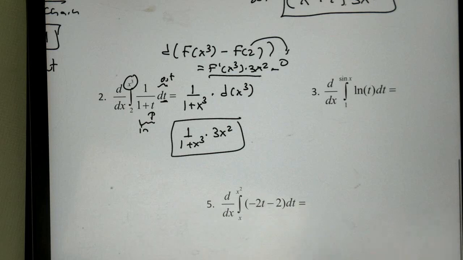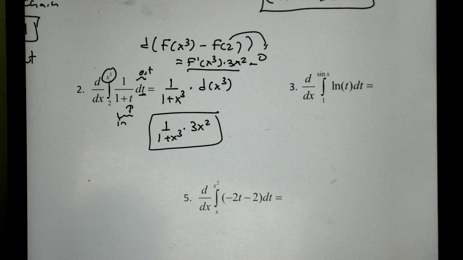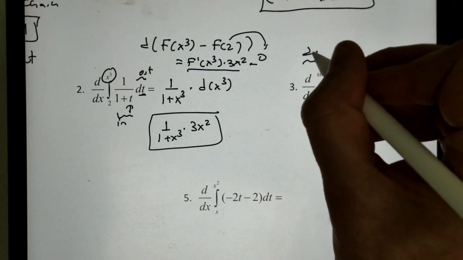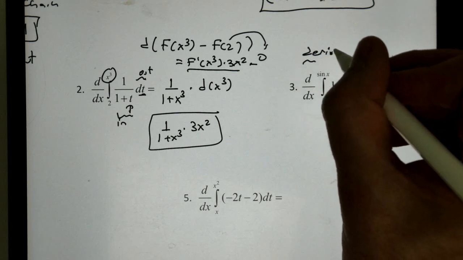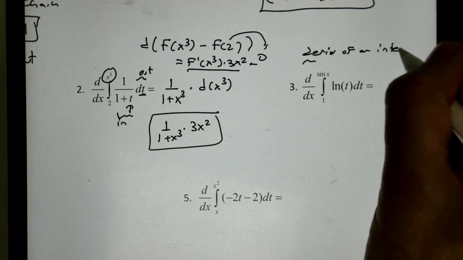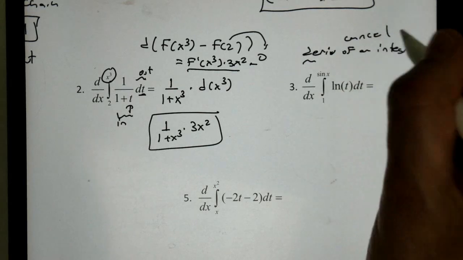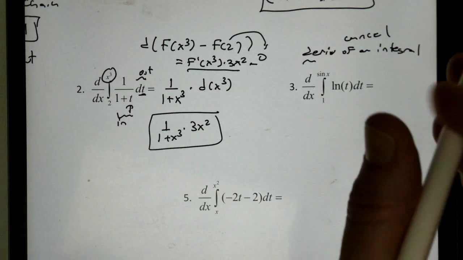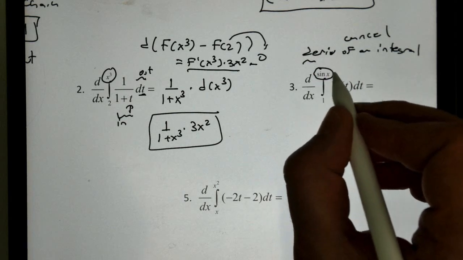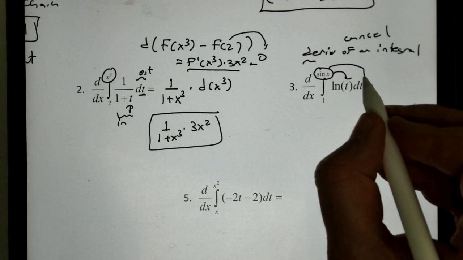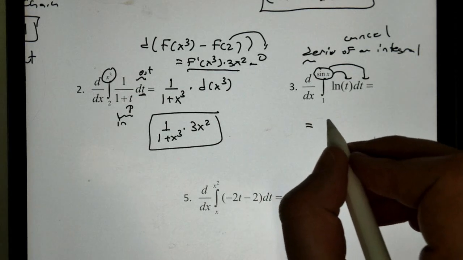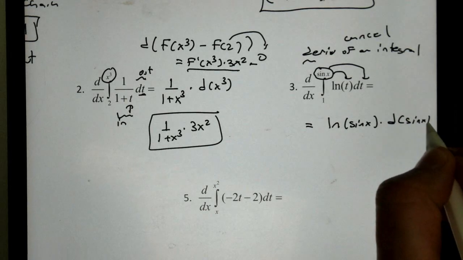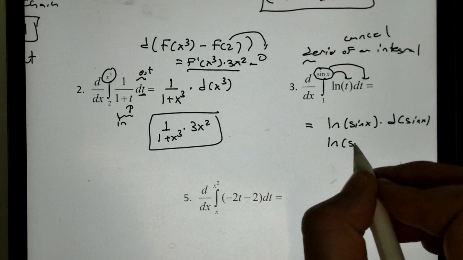All right. Let's try number 3. Oh no, it looks nasty, but it's not too bad. Remember, this only works because I'm taking a derivative of an integral. And what these do is they cancel each other. The derivative of an integral cancels. So I should be left with this. But before they canceled, we did a substitution. We did do the first fundamental theorem. There's my inside and there's my outside. So we should just get the natural log of the sine of x times the derivative of the sine of x. So what's this? We get natural log sine of x.